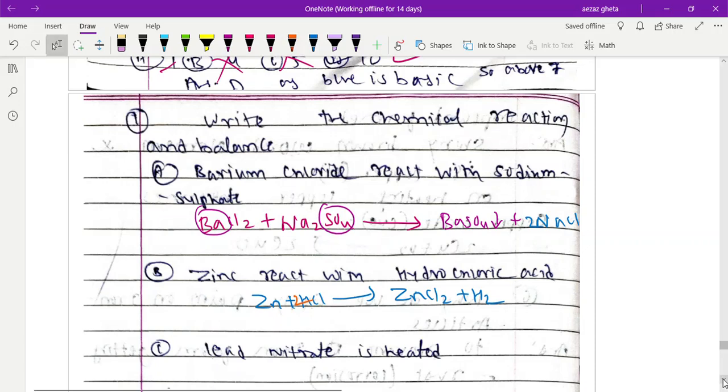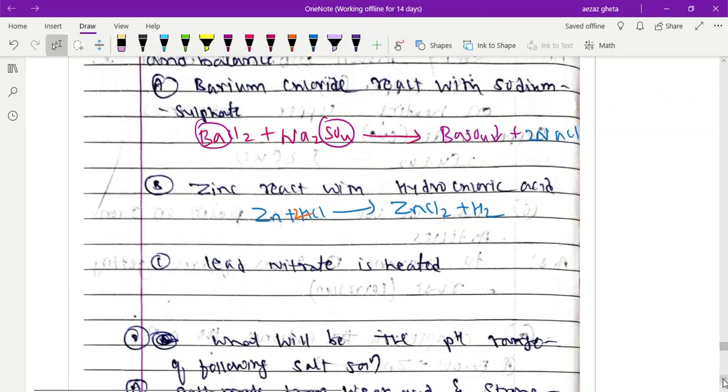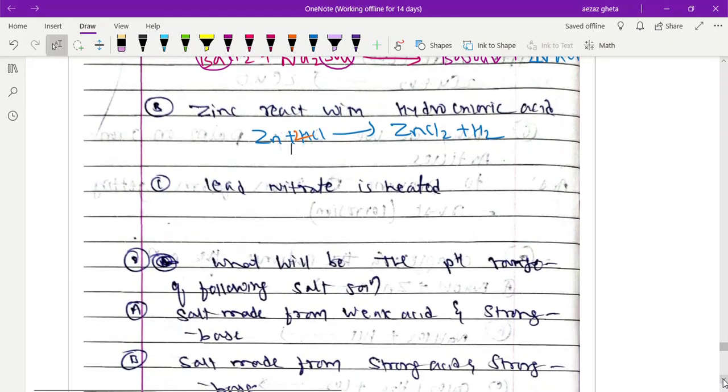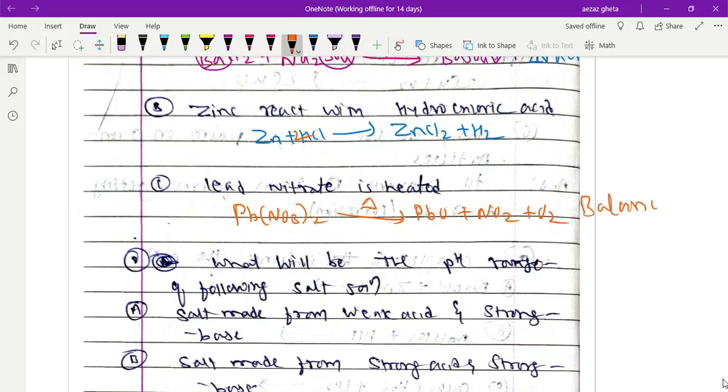And the third reaction is such an important one, even I gave it in my earlier videos also. Lead nitrate, Pb(NO3)2. If you just heat it, it will give you PbO plus NO2 plus O2. You can try to balance. This is a very, very important reaction. Yeah, Pb lead, Pb(NO3)2 it is.